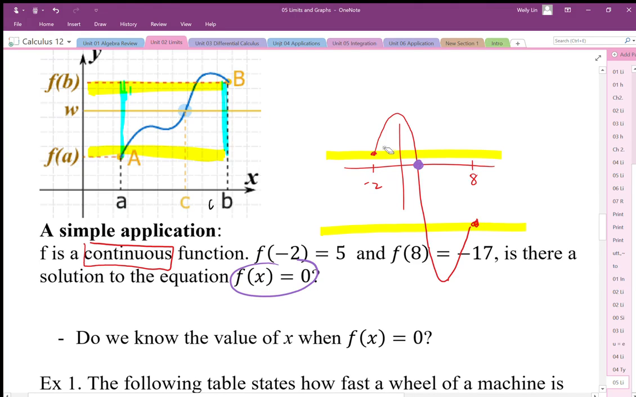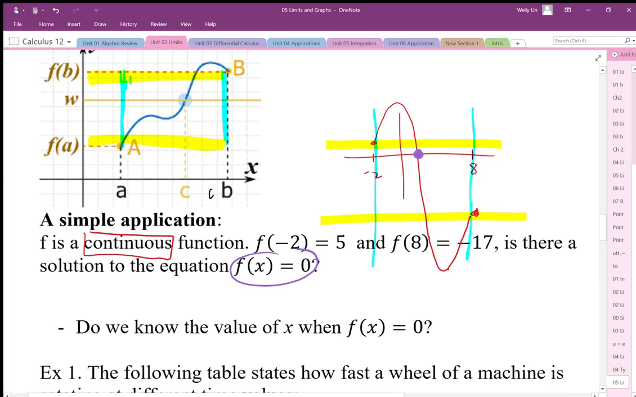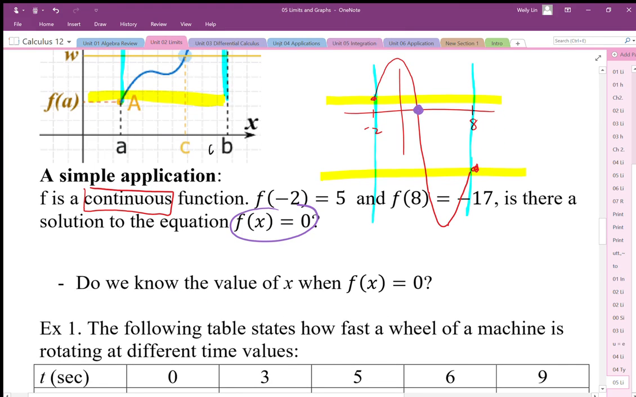It's between the upper and lower, so that fits that criteria. If that's true, then it must exist. And not only that, now I can make the claim that if it does exist, it has to be in between these bounds, so it has to be in between -2 and +8. So what do we know the x value is when f of x equals 0? No, we don't know, but we can at least say that this x value exists between -2 and 8. And that's true.